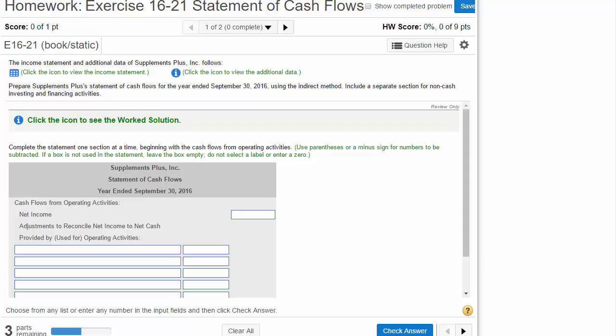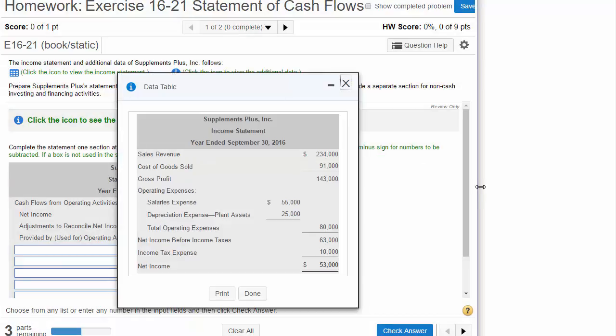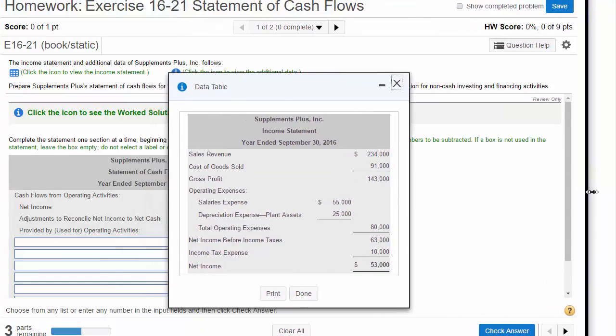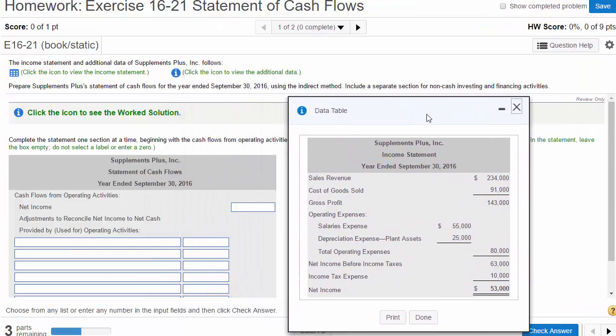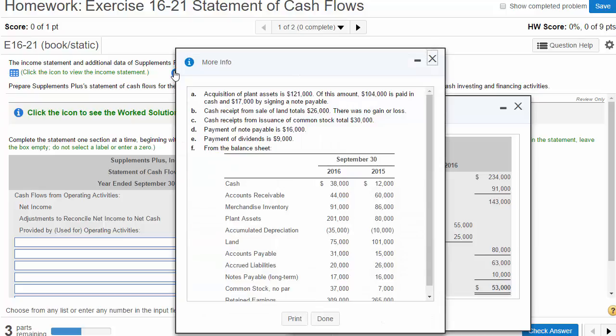Exercise 16-20, the full statement of cash flows. The income statement and additional data of Supplements Plus Incorporated are in these boxes. Let me widen my window. So here's our income statement, and here's our additional data.